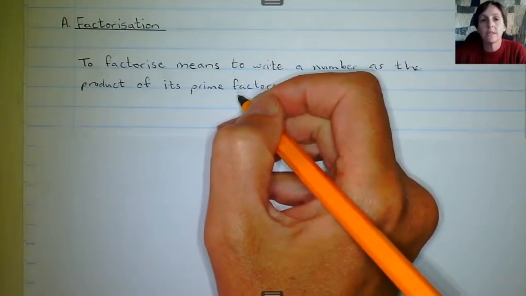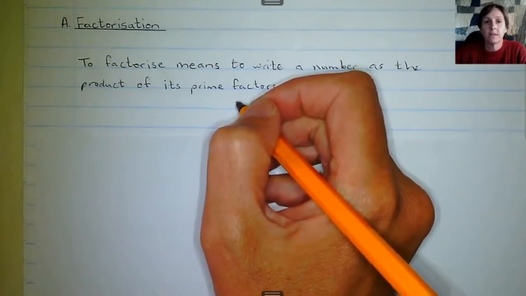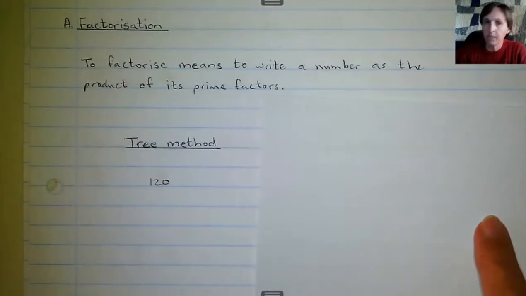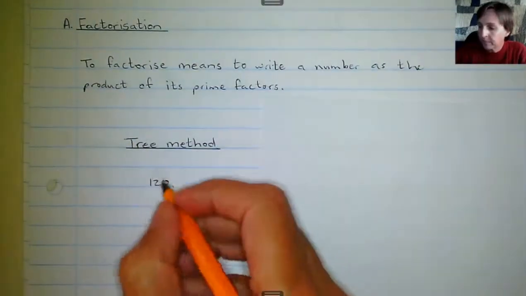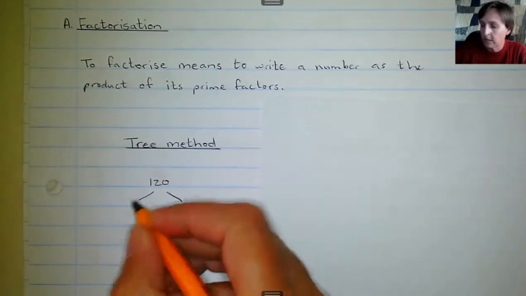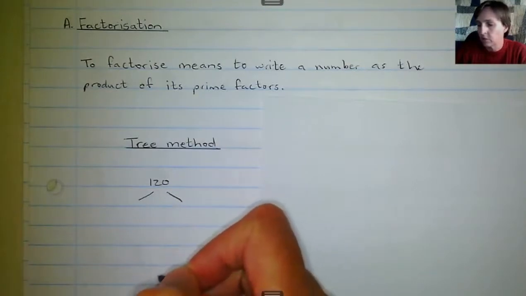Now I have two methods that I can use to determine the prime factors of a number, the tree method and the ladder method. Let's have a look at those two methods. The first method, being the tree method, is one that you know already. I can say 120, if I start with 120, I can say what times what is going to give me 120.